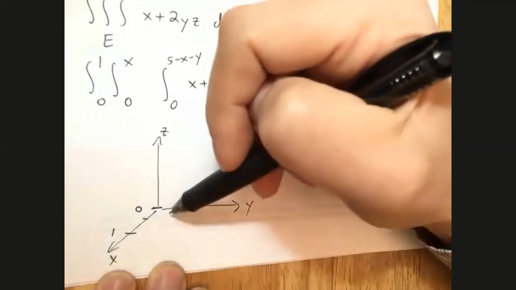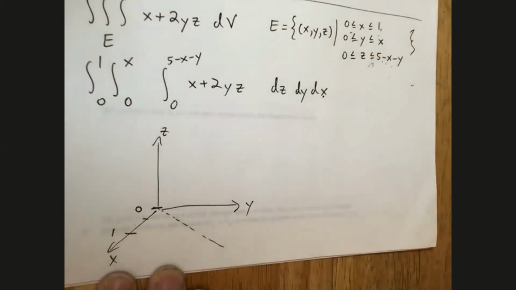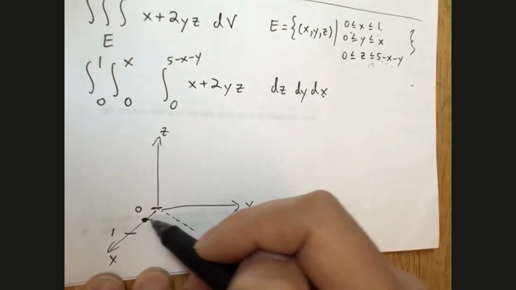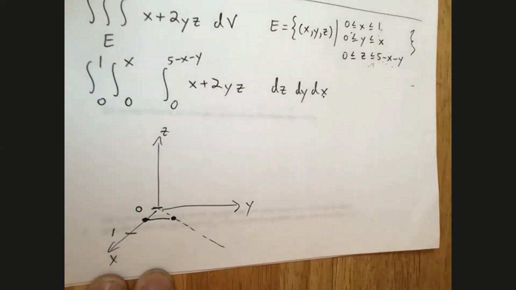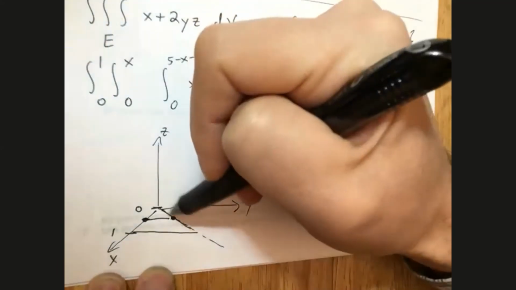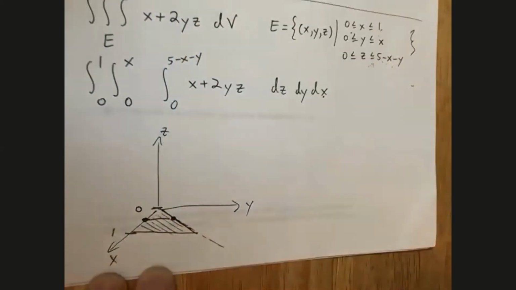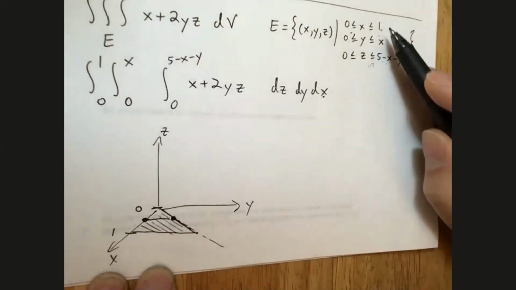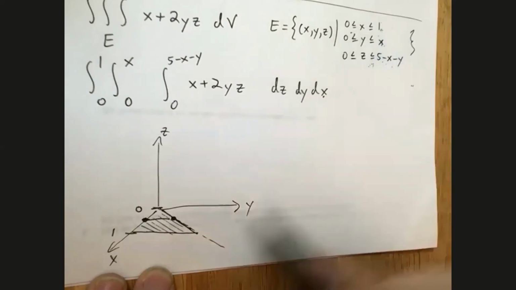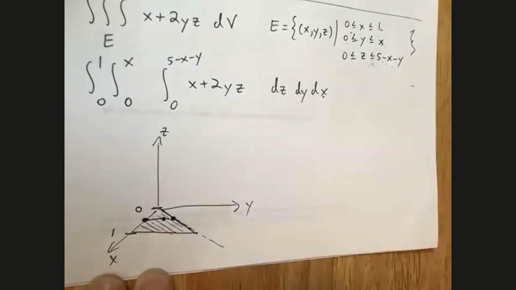Okay, so what does the line y equals x look like? Well, it's a line that comes down this way. So for each x in here, y is going from here to here. So the base of this region that I'm dealing with looks like this. I can see that just by looking at the first two lines. And then once I've specified x and then y, I'm going to find myself somewhere in here.